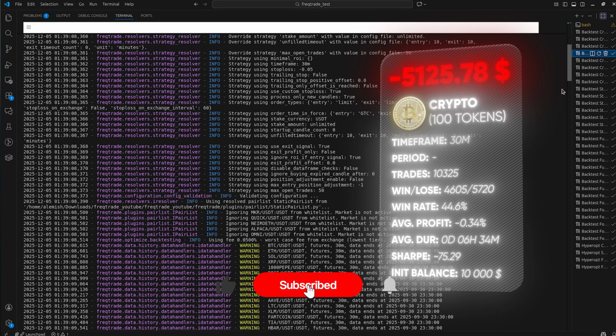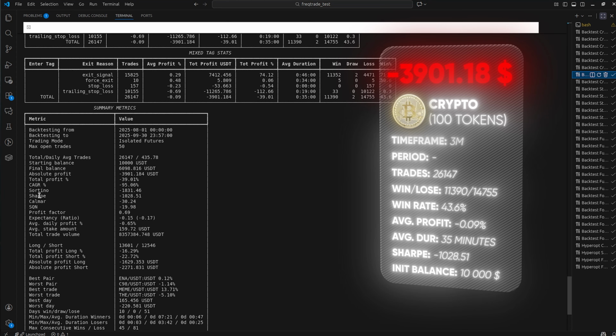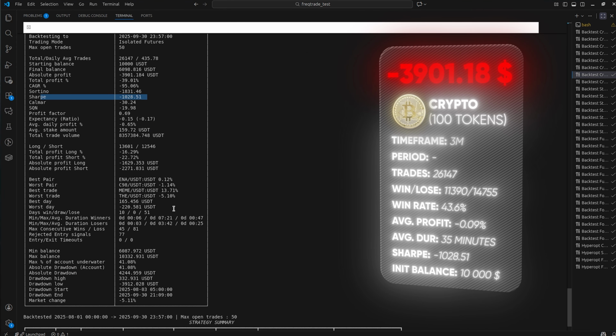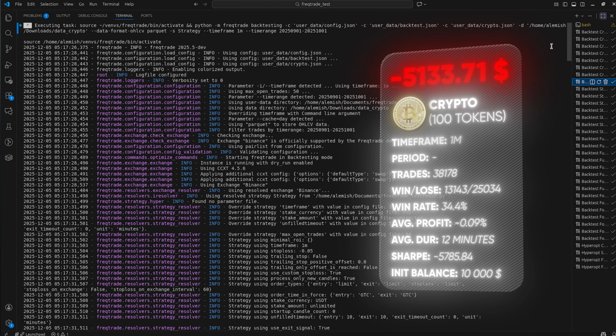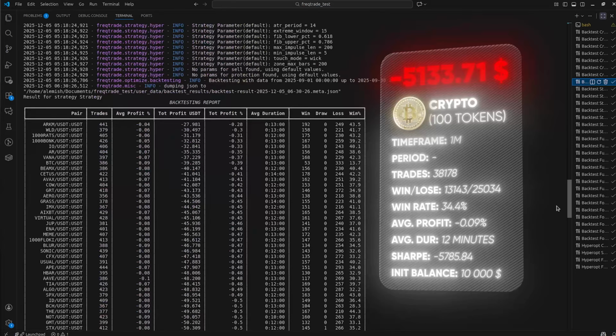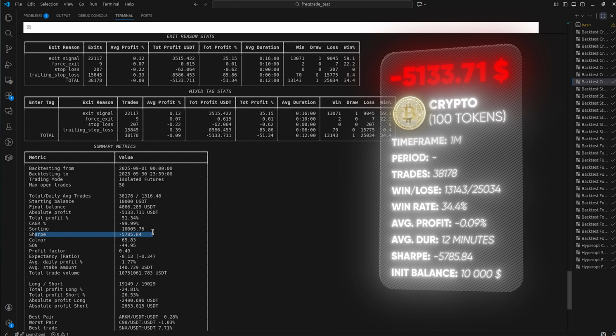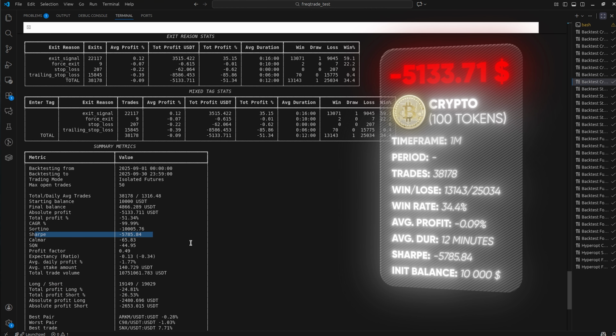Now 5 minutes time frame. This time even worse. Sharpe is minus 300, and we've lost $6,000. 3 minutes. Yeah, well, Sharpe is minus 1,000, and we've lost nearly $4,000 here. And finally 1 minute, maybe something positive here. Well, actually no, Sharpe is minus 5.7 thousand, and we've lost more than $5,000 here.